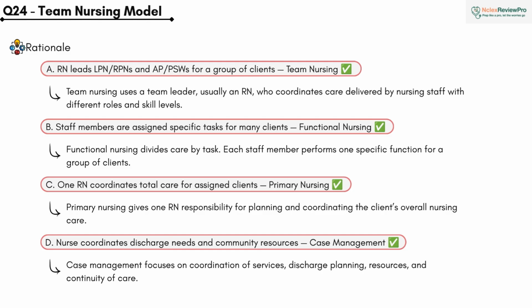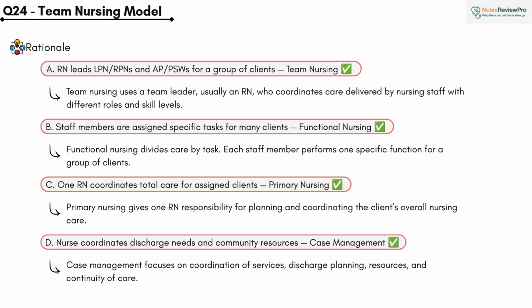For option B, one staff member gives all baths, another takes all vital signs, and another administers medications for a group of clients. This describes functional nursing. Functional nursing divides care by task. Each staff member performs one specific function for many clients. The clue is task-based care.